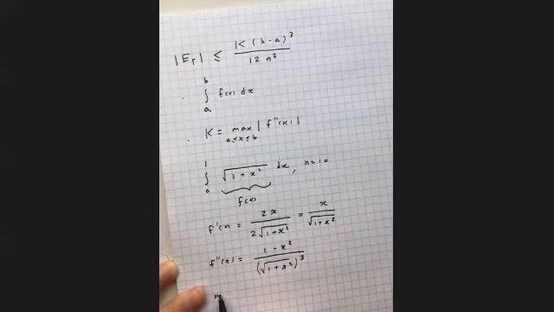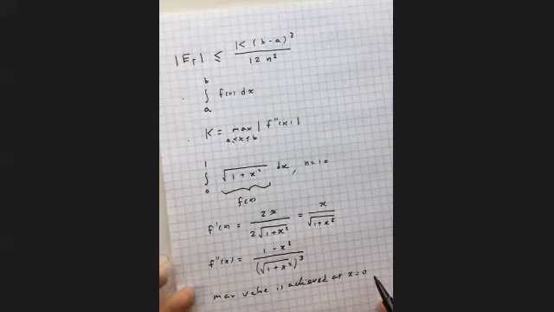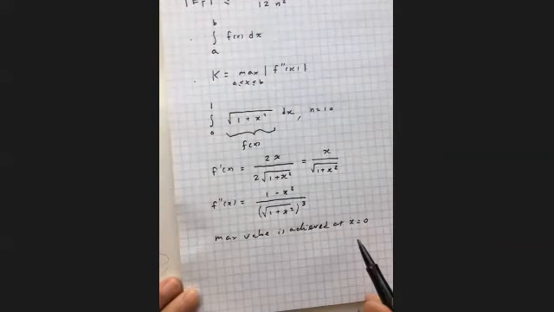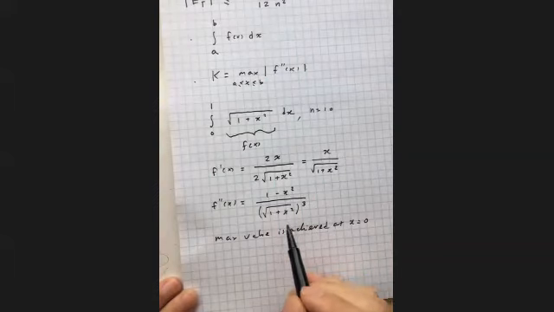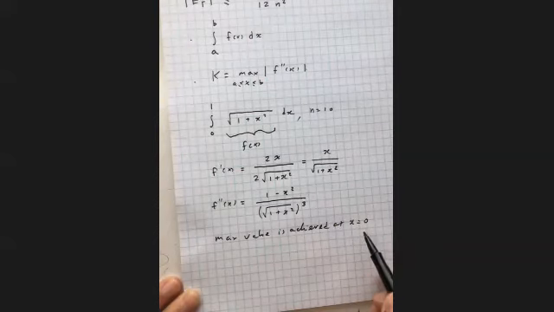So the maximal value is achieved at x equals 0. Okay. This is because the numerator is a decreasing function and the denominator is an increasing function. For the fraction to be maximized, it's happening at x equals 0.